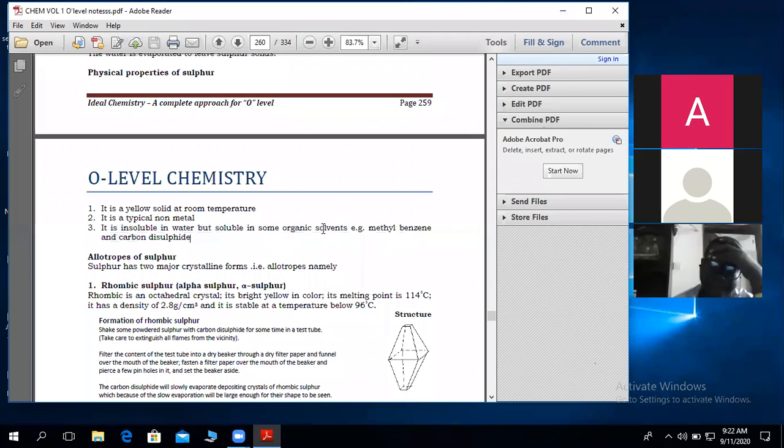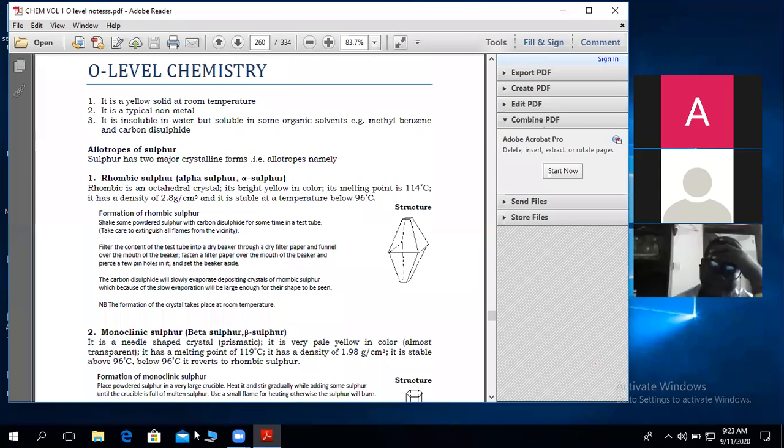For us, we are not very much concerned with this one. We shall look at this in A level, since you promised me that all of you are going to be students of chemistry in A level. But in our O level now, let's know that sulfur is not soluble in water. It does not dissolve in water. So properties: it is a yellow solid, it is a non-metal, and it does not dissolve in water. Let me now take you to allotropes of sulfur.